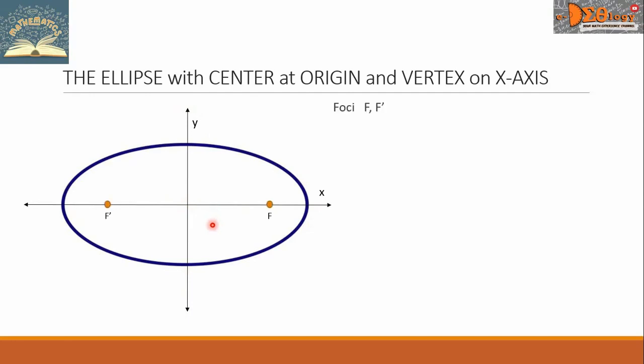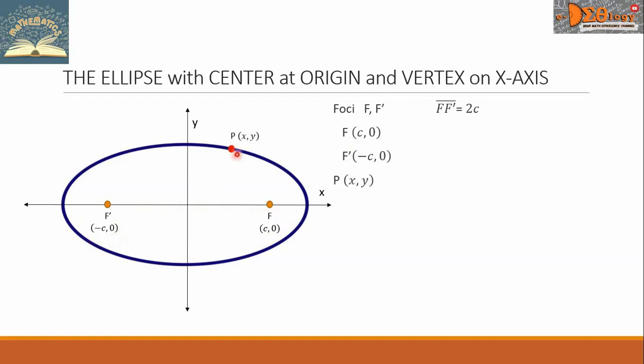Next, we're going to draw the foci. This is the first focus denoted by F, and this is the second focus denoted by F prime. If we consider the line segment connecting these foci, we denote this as 2c. By then, we can write the coordinates of F and F prime respectively. So for the F, it will be (c, 0) coordinates, and the F prime is (-c, 0) coordinates.